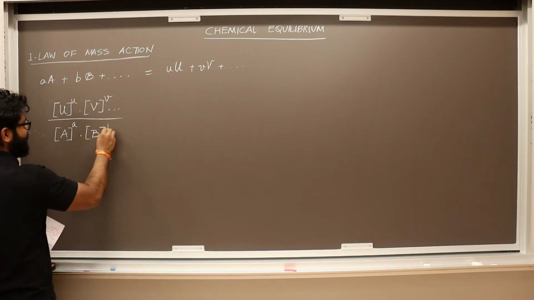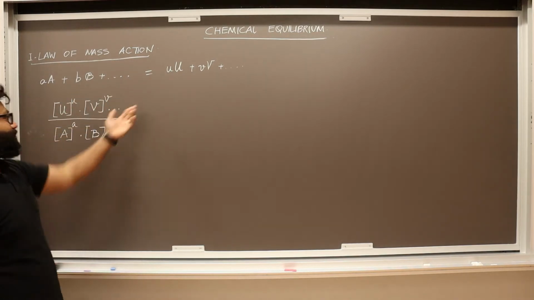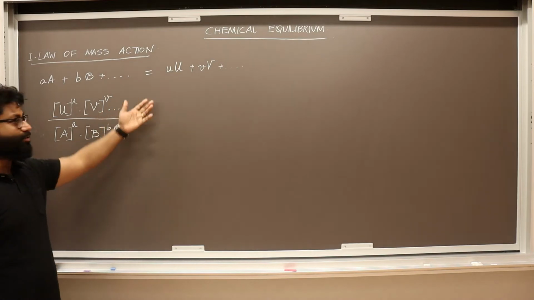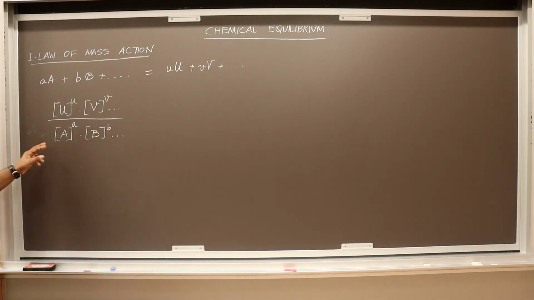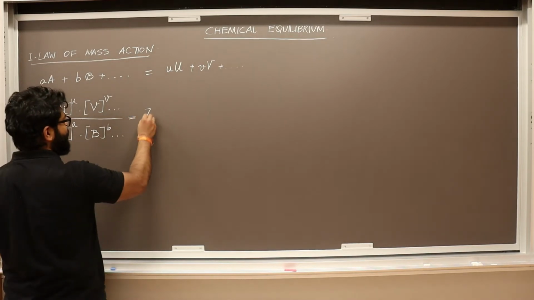At equilibrium, this ratio, and this goes on, you understand what this means. Whatever the values are, you just put them there. At equilibrium, this quantity is a constant. So this is the law of mass action.